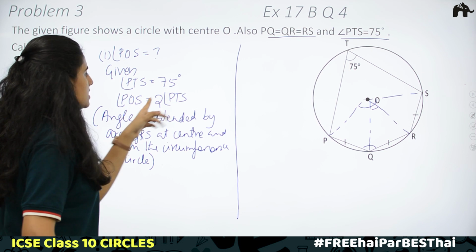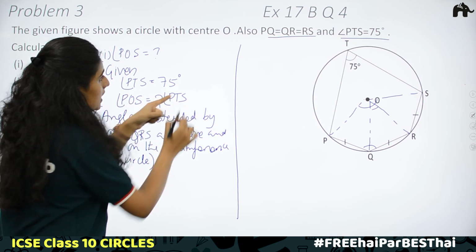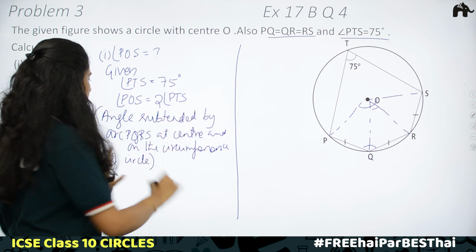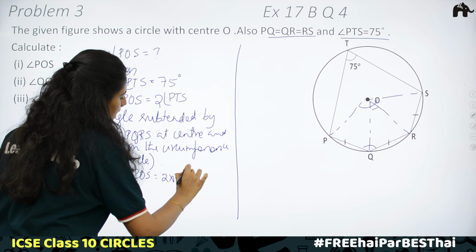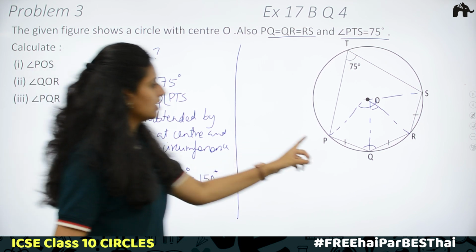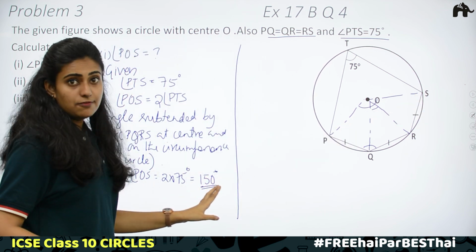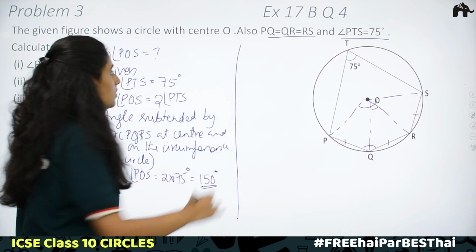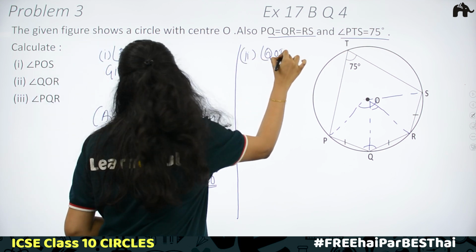Okay, POS is equal to 2 times PTS. Now, what is PTS? PTS is given, that is 75 degrees. Then we get POS is equal to 2 into 75 degrees, which is equal to 150 degrees. Okay, we are getting this total angle POS is equal to 150 degrees. Clear? Now the second question, we have to find QOR.